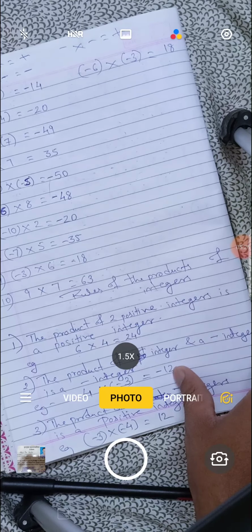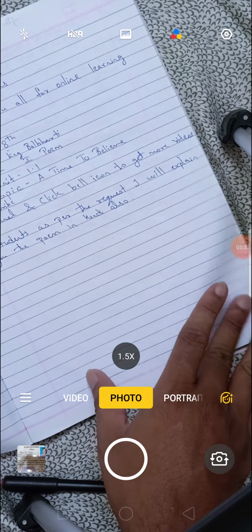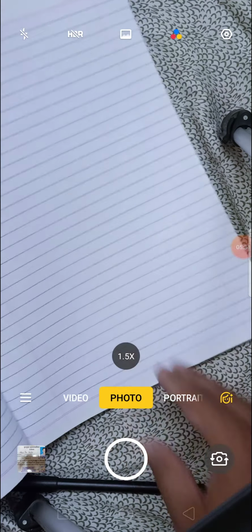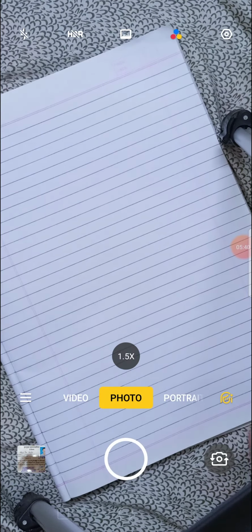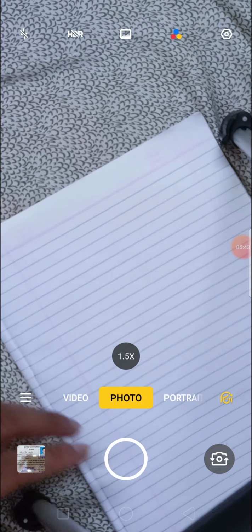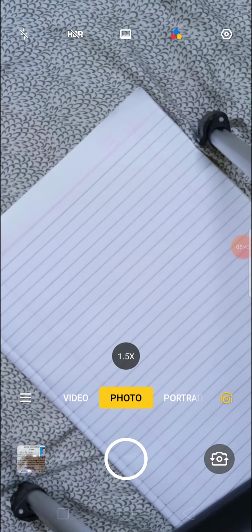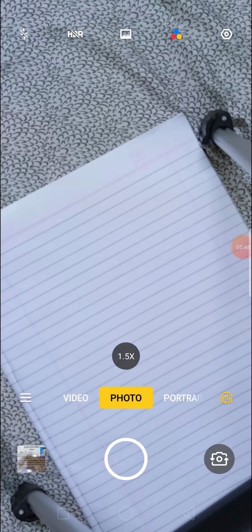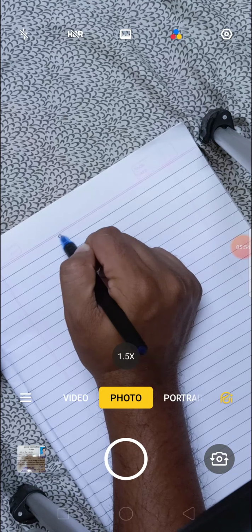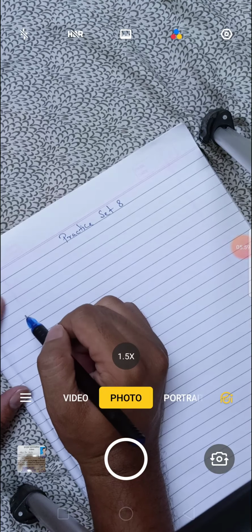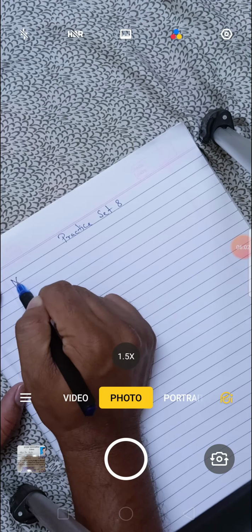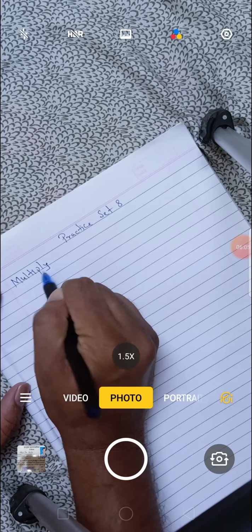Now sums, children. Practice set 8 you have to solve. Chalo, we will solve practice set 8, children. For this, always remember you have to learn your tables, children. Chalo, practice set 8. First sum, topic multiply.